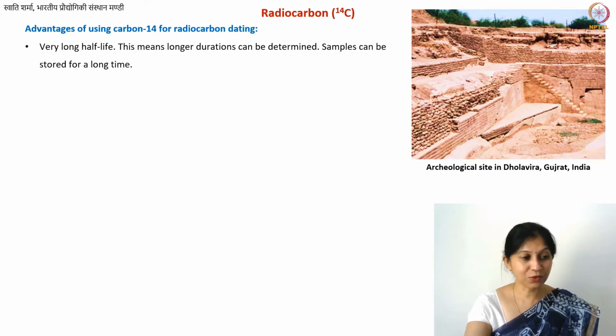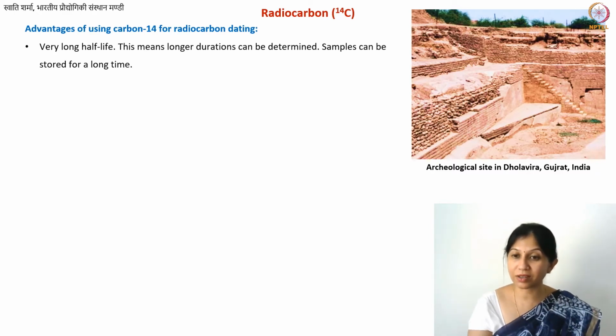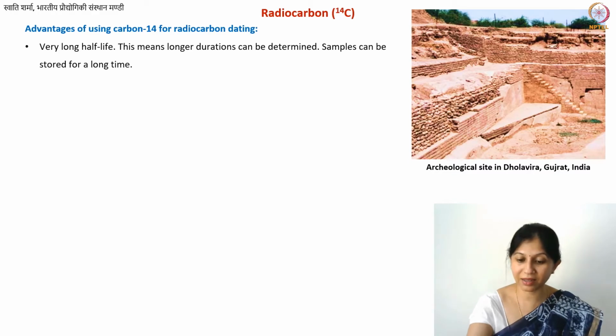Let's say you want to find out the age of something which is 10,000 or 20,000 years old. In that case, you cannot use an element which has only 10 days of half-life, right? Because then it would have already decayed in 10 days to half of its concentration, and then further half, and further half, and today the concentration would be so low that you would not be able to find out. So carbon in that sense has an advantage over other elements.